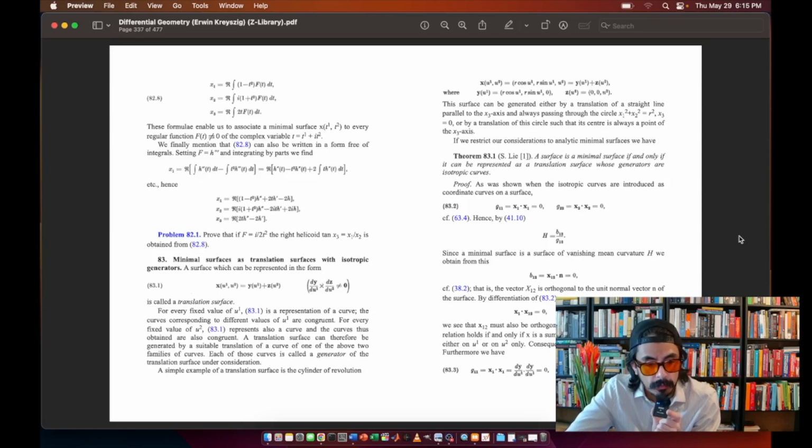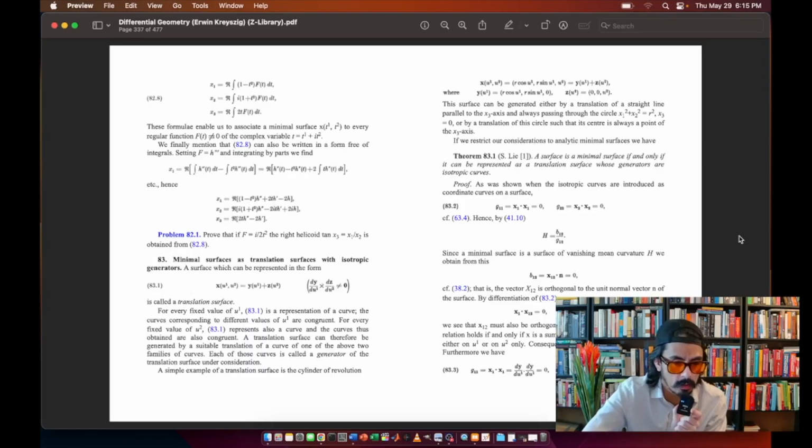We finally mention that the Weierstrass-Enneper representation given above can also be written in a form free of integrals, setting capital F equal to h''', and integrating by parts. We find x1 is equal to the real component of the difference of two integrals: the integral of h'''(t) dt minus the integral of t squared times h'''(t) dt. This is then equal to the real component of h''(t) minus t squared h''(t) plus 2 times the integral of t times h''(t) dt, etc.